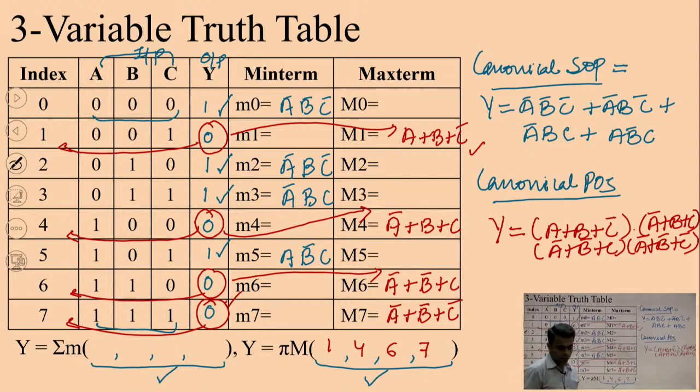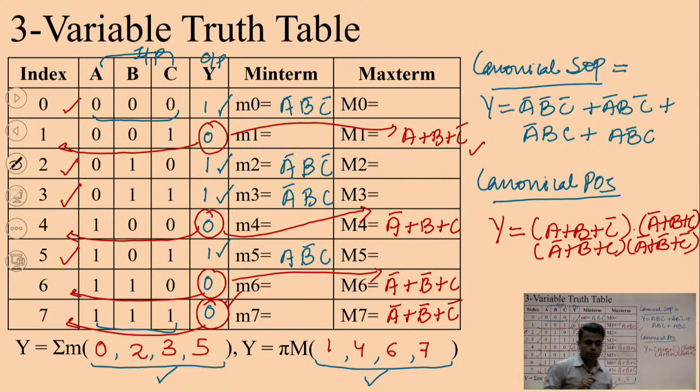Similarly, Minterms can also be written from this truth table only. Minterms are the locations where output is high. So high output means these locations, 0, 2, 3 and 5. So these are the locations which are giving us high output. So these are the Minterms.